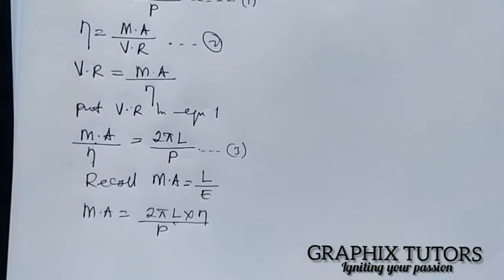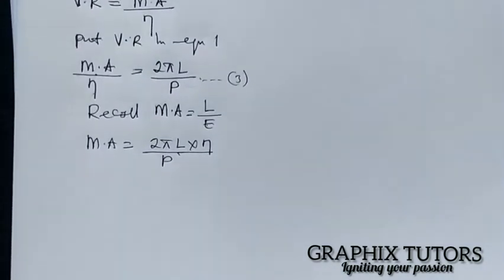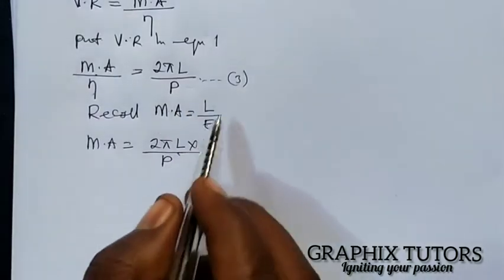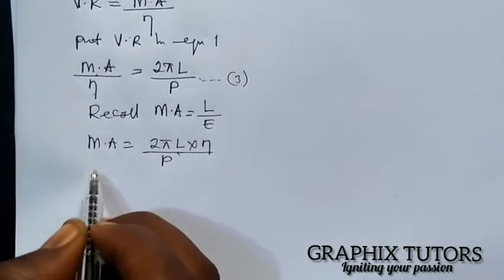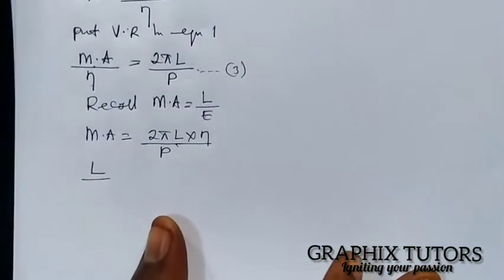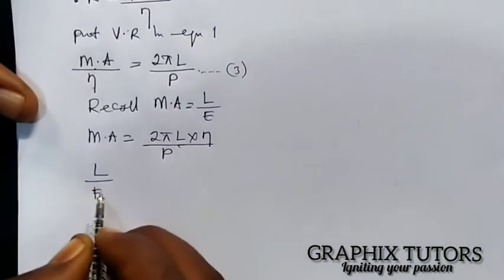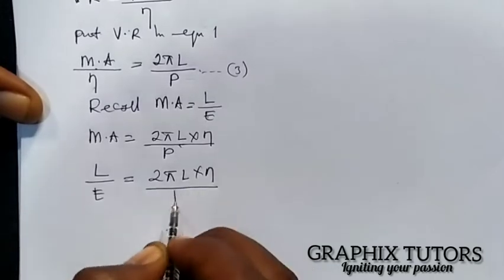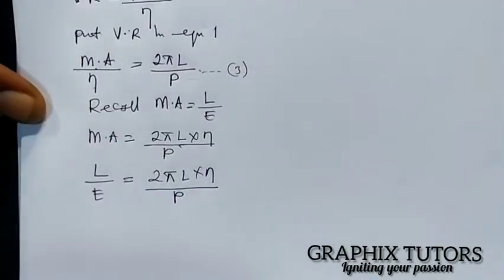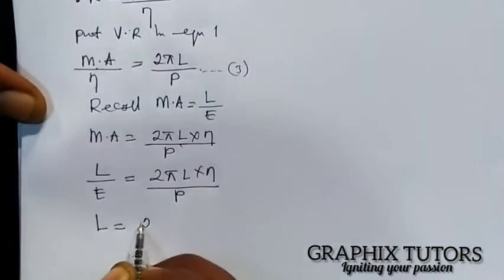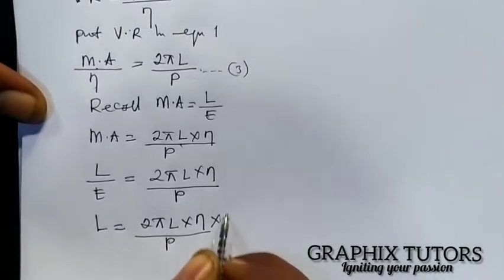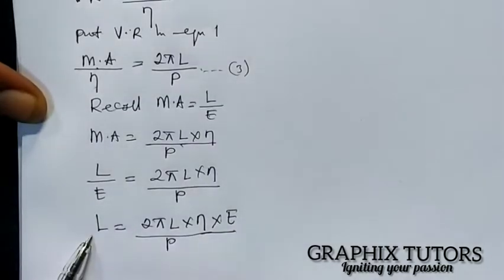Are we good? So now let me substitute in my mechanical advantage so that it will be easier for us to use. Mechanical advantage is the load over effort, which is the weight over effort. So we have the load all over the effort equals 2 pi L times the efficiency all over the pitch, right? What we're actually looking for is the load. So if I make use of the formula, my load will be equal to 2 pi L times the efficiency all over pitch, multiplied by the effort. So this is the load that we're looking for.